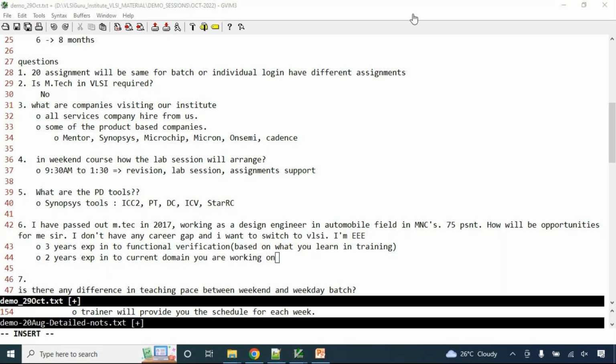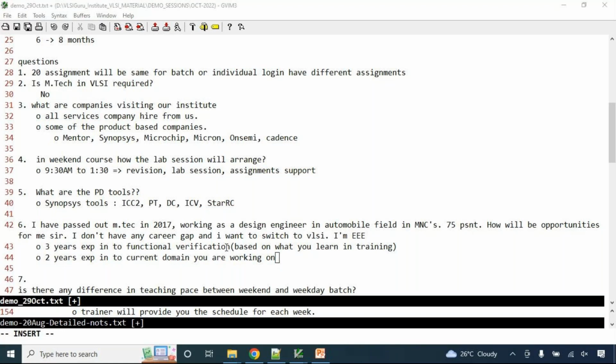I'm talking about this person who is working as a design engineer in the automobile field. So 2 years in a different domain and 3 years in the VLSI domain. That way, you can apply as an experienced person, and then you can easily get into the job. Now the question comes: my company doesn't have functional verification or VLSI. You can still take a chance and update your resume.